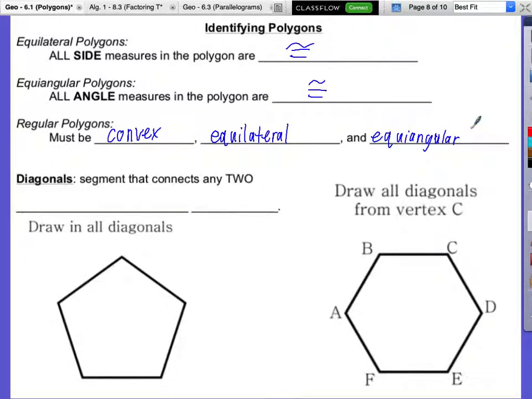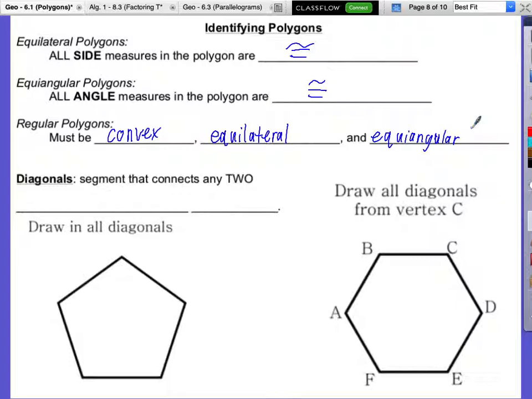Guess what? So, for a polygon to be regular, it has to be convex, which means it's pointing all outward, not inward, not caving in. It has to be equilateral, all the sides are congruent. It has to be equiangular, all the angles are congruent. If it's those three things, then it's what we call a regular polygon.